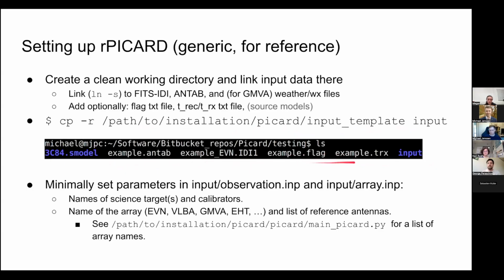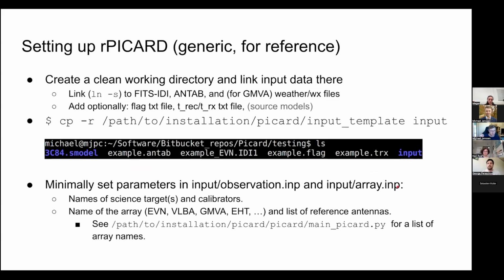Maybe you have a flag file, maybe you have a receiver temperature file, maybe you also have a source model, and then your input of the pipeline. And then you set initially just a few parameters in these input files. I'll show you later how this is done.